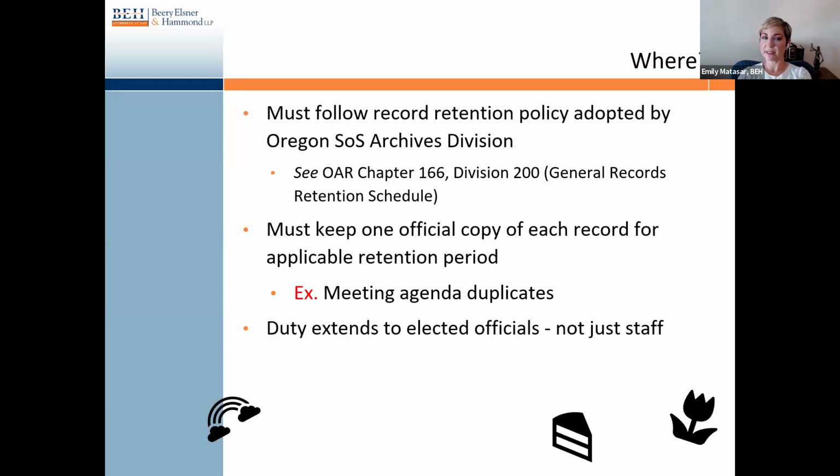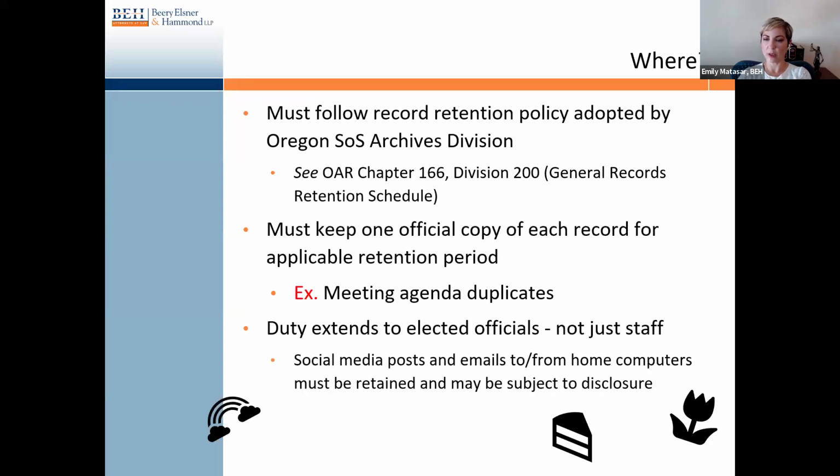So this duty extends to elected officials, not just staff. Elected officials are subject to the law. Most elected officials we work with transfer their records to the public body and have the public body handle their obligations for them. That's not strictly necessary. I think it is probably what we recommend, but if the elected official wants to manage their own public records, they can. That does include social media posts and emails to and from home computers, provided they otherwise meet the definition of a public record.